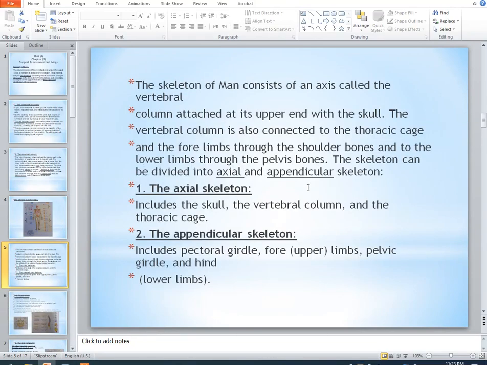The skeleton of man consists of an axis which is called the vertebral column. This vertebral column is attached at its upper end to the skull. The vertebral column is also connected to the thoracic cage and the forelimb through the shoulder bones, and to the lower limb through the pelvic bones. The skeleton can be divided into axial and appendicular skeleton. Number 1, axial skeleton. It includes the skull, vertebral column, and thoracic cage. Also, we have the appendicular skeleton, which includes the pectoral girdle, the forelimb, and the hind limbs with pelvic bones.